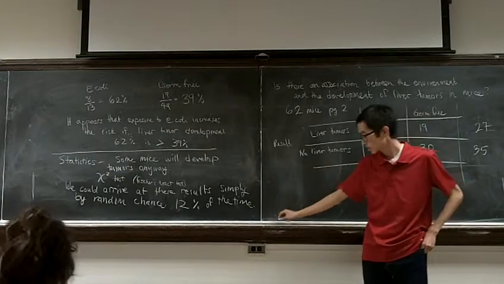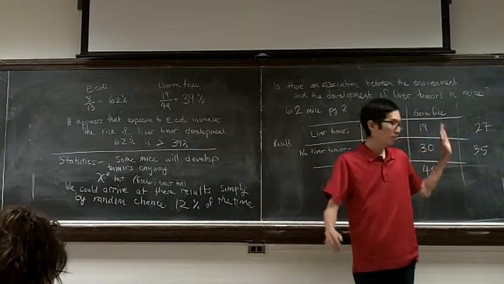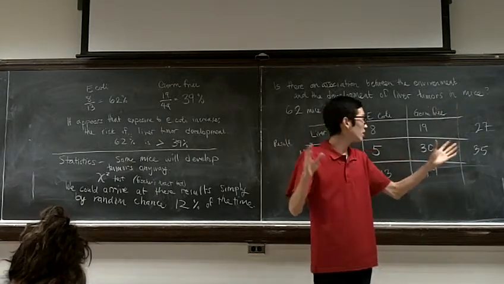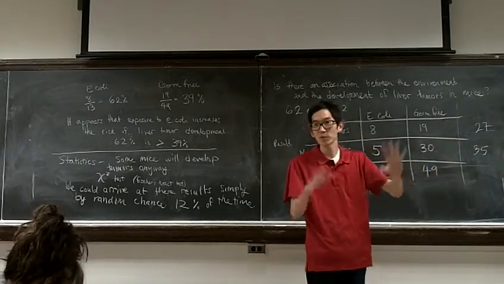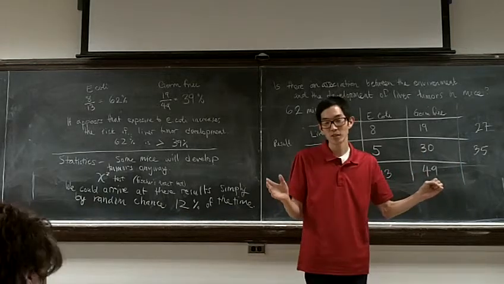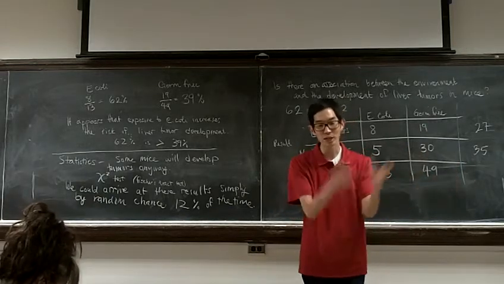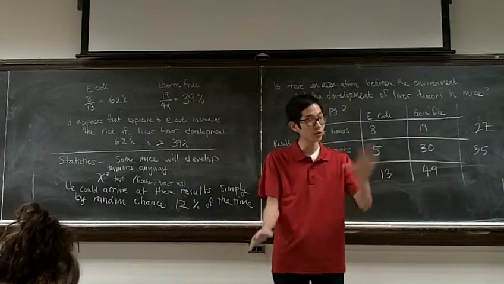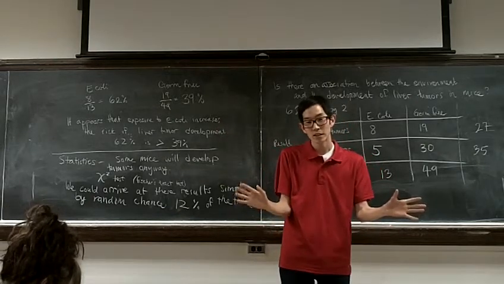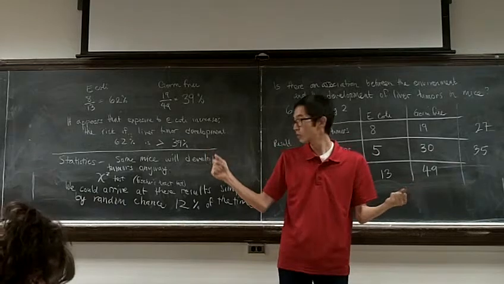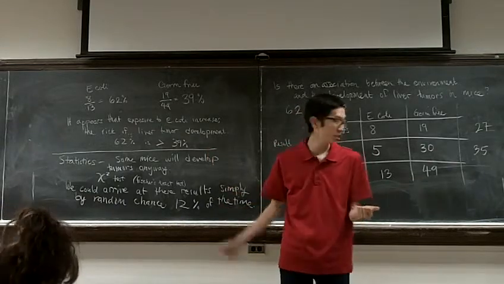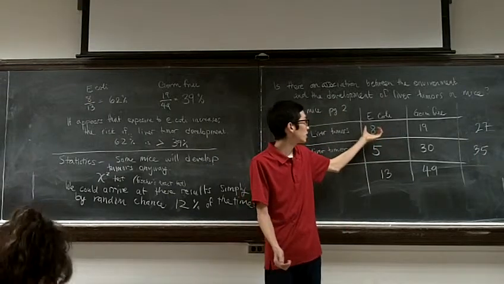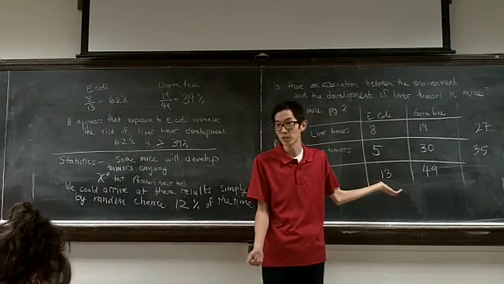So again, the idea here is that we're in a parallel universe. We're saying 27 out of 62 mice are going to develop liver tumors anyway. I'm just going to mix up these mice and create one group of 13 and a group of 49. And just from random chance, there's a 12% chance that 8 of the mice that are going to develop liver tumors end up in that group of 13.